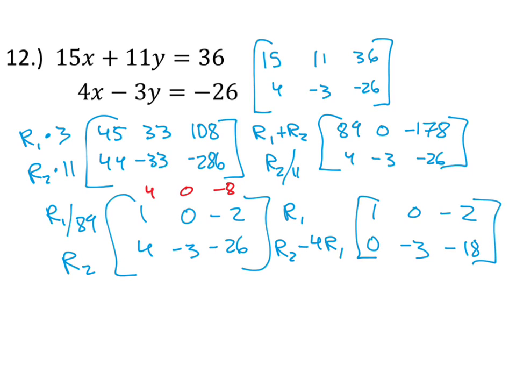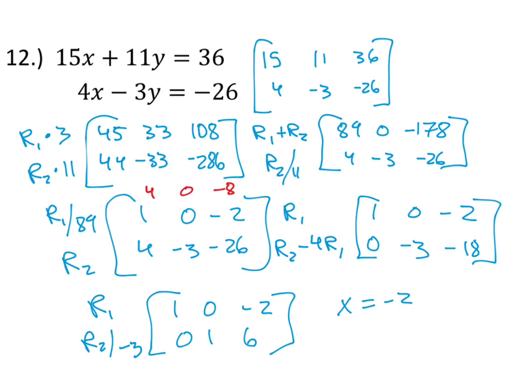Now that I'm here, my first row is done, so I'm going to keep that. But my second row, I'm just going to divide by that negative 3. So the row turns into 0, 1, and then 6. Now I've done that, I got x is negative 2, and y is 6, and voila, I got my answer. Hopefully having this second part, seeing more, is helping you, and you can do the rest on your own. Good luck.